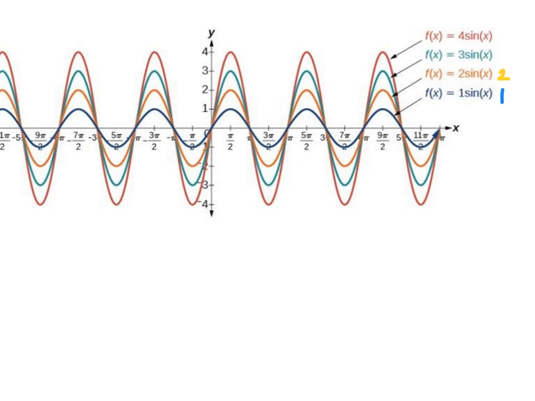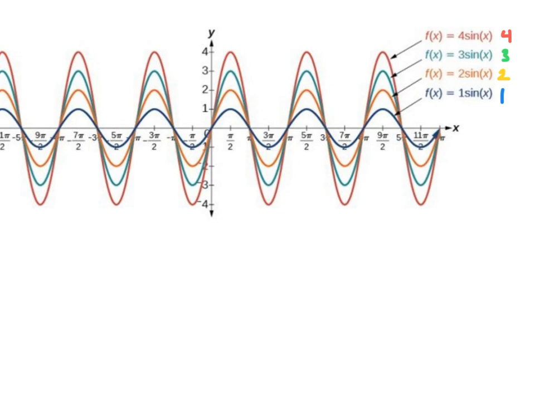The third function, the green one, is f of x equals 3 sine x. Again, the midline is the x-axis and the height is 3, so this has an amplitude of 3. And lastly, we have our red function, f of x equals 4 sine x, which has a midline of the x-axis and goes up to 4 in its y values. And so it has an amplitude of 4.